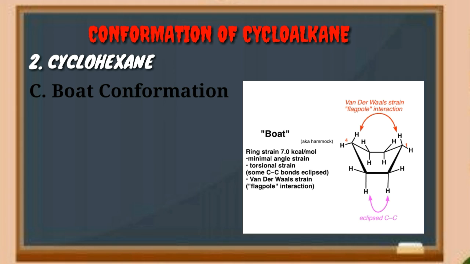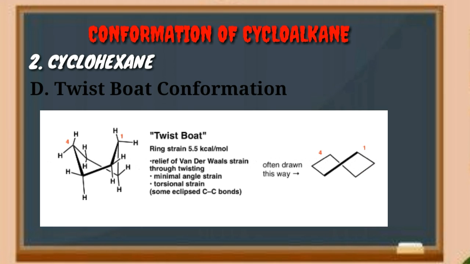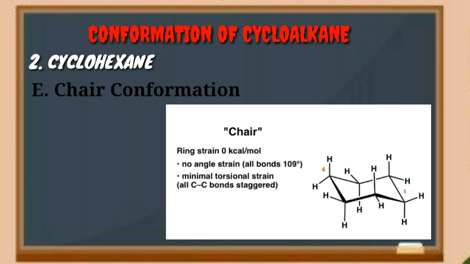Next, the boat conformation. In the boat conformation, these hydrogens are held together in such close proximity that their electrons come close enough together to produce an effect known as van der Waals strain. In the twist boat conformation, there is still significant torsional strain since there are two carbon bonds about which the hydrogens are not perfectly staggered. The last is the chair conformation.